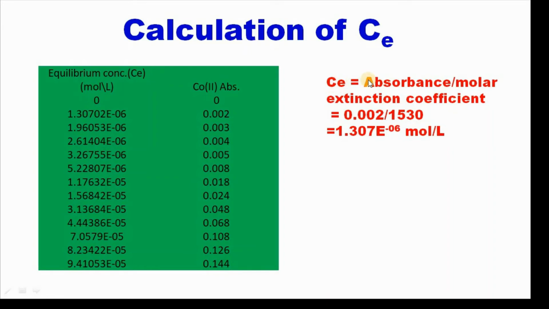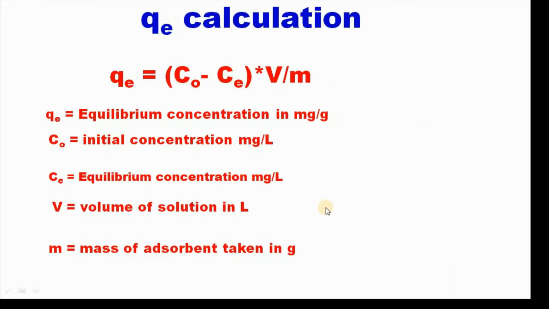equilibrium concentration C, which is equal to absorbance divided by molar extinction coefficient. The first one is shown for you. So these are the equilibrium concentrations which have been created from corresponding absorbance. So after calculation of C, then you need to calculate amount adsorbed at equilibrium.